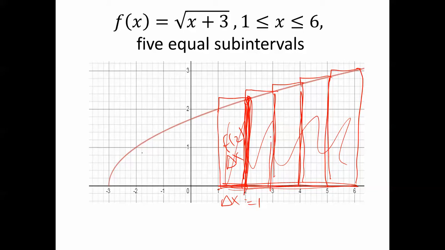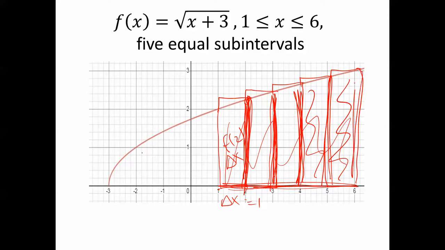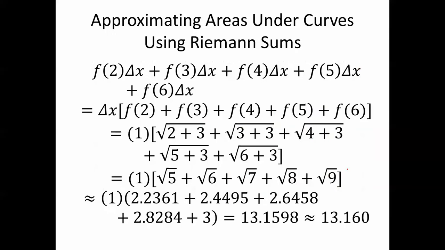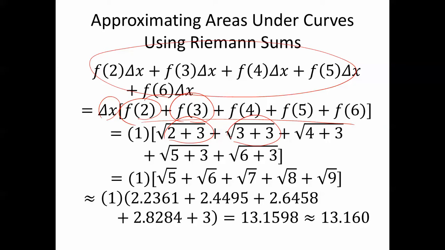In the same way, the area of this rectangle is going to be f(3) delta x. The area of this rectangle is f(4) delta x. The area of this one is f(5) delta x. And lastly, the area of this one is f(6) delta x. That's what we end up with here. As before, factor out a delta x, and we end up with this. We know what f(x) is. f(x) is the square root of x + 3. So f(2) is the square root of 2 + 3. f(3) is the square root of 3 + 3, etc., all the way up to f(6), which is the square root of 6 + 3.